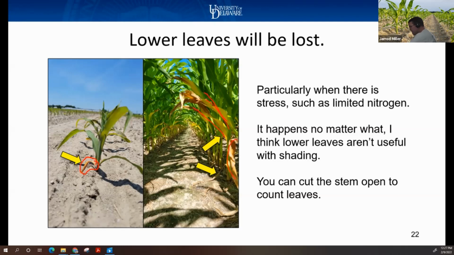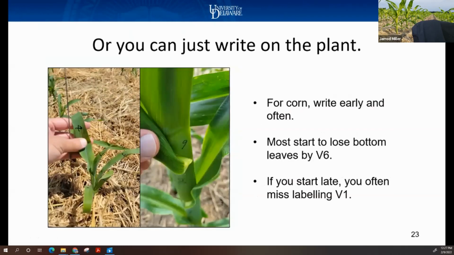These leaves are dying. The other thing is, once this corn gets tall in canopies and there's shade, there's no use for these. They're not producing as much energy. They'll actually steal as many nutrients as they can and pull it into the upper canopy. So when you have stress, you're going to lose leaves. So if you really want to stage your corn, you've got to go out early and often.